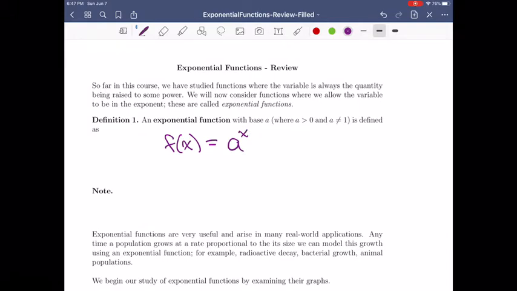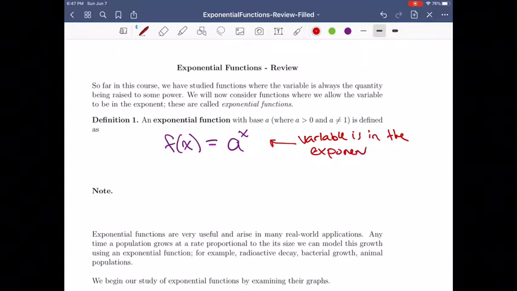Notice here the variable is in the exponent. This is different than for polynomials, where the variable is the base and the exponent is a number. Here, the base is a number and the variable is the exponent.